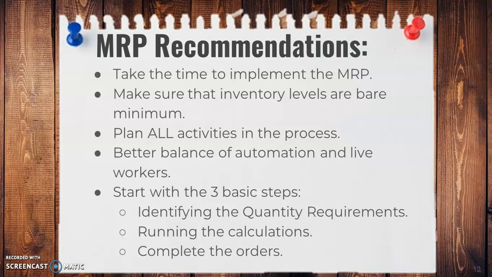Marlboro should start with the 3 basic steps when creating their MRP. Step 1. Identify the quantity requirements. This means that they need to determine what they have on hand, what is in an open purchase, what they have planned for manufacturing, what in their inventory is already committed for existing orders, and what is forecasted.